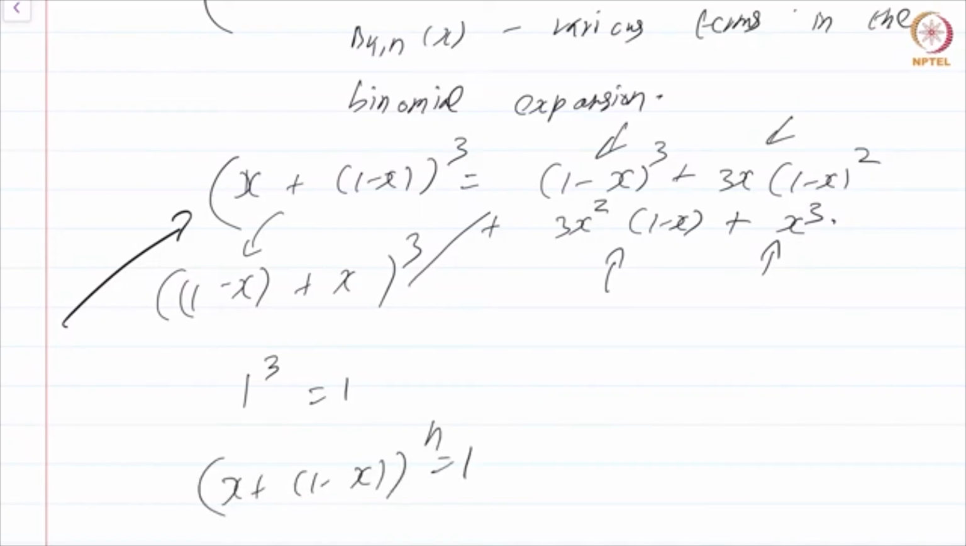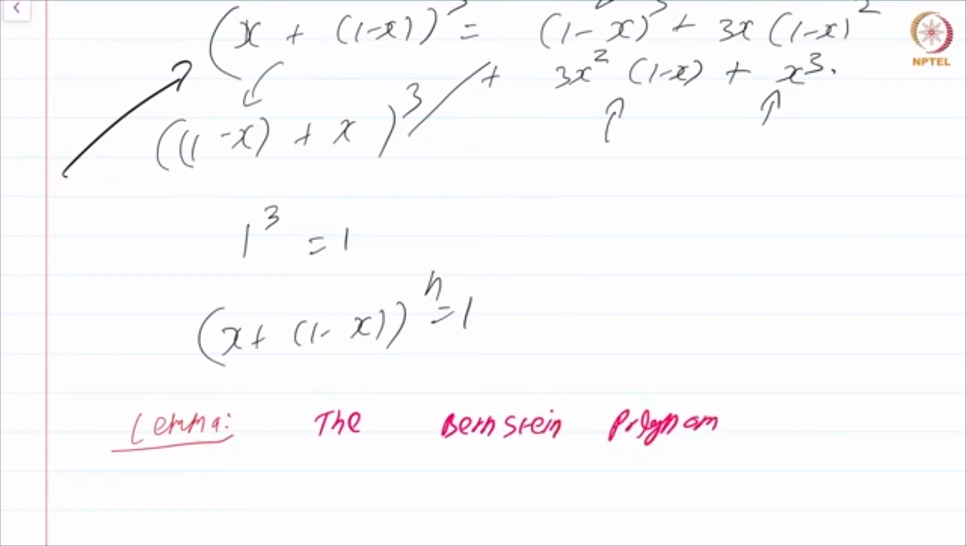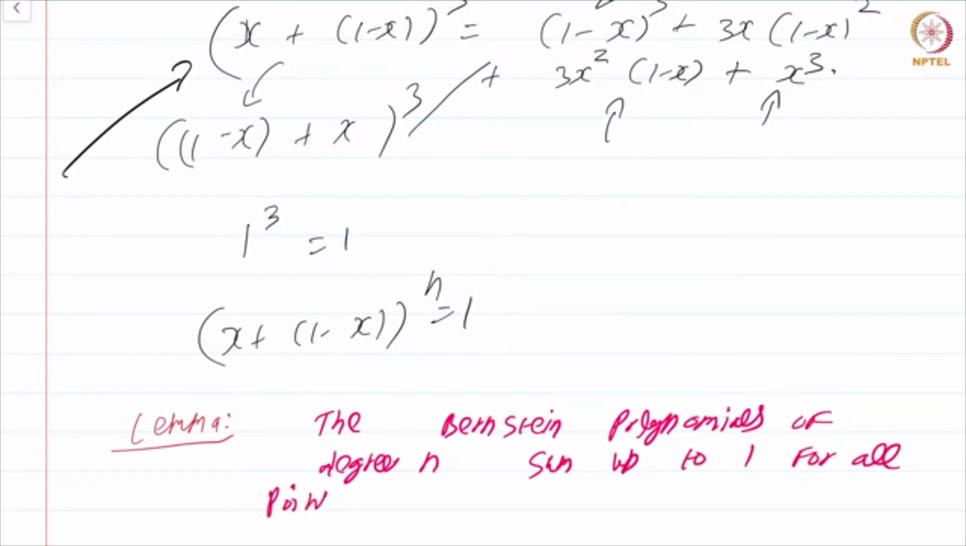So we immediately get the following lemma, which is so obvious from what we have talked about that I'm not even going to bother writing down the proof. The lemma is that the Bernstein polynomials of degree n sum up to 1 for all points x in [0, 1].